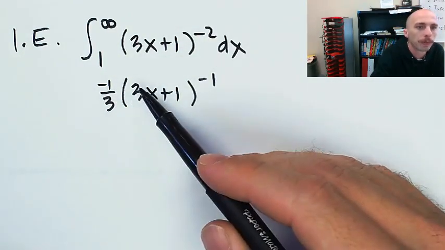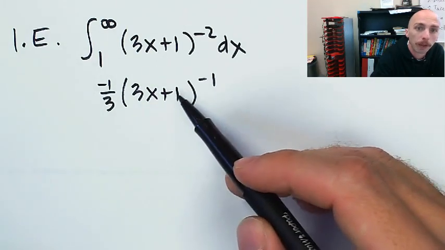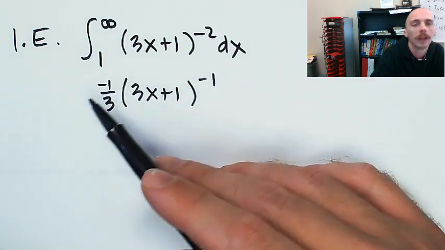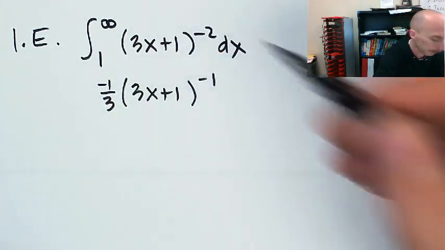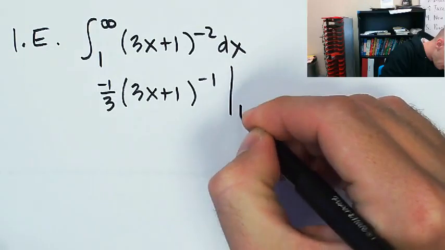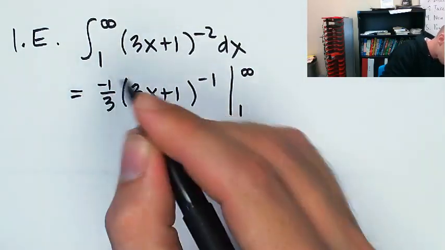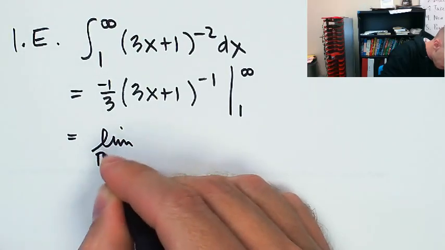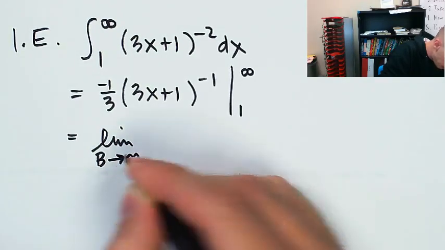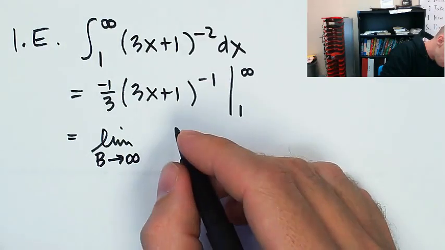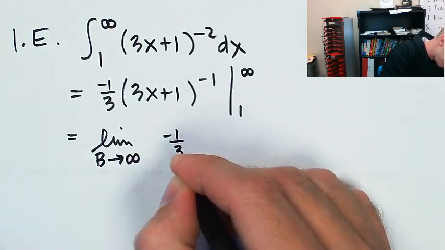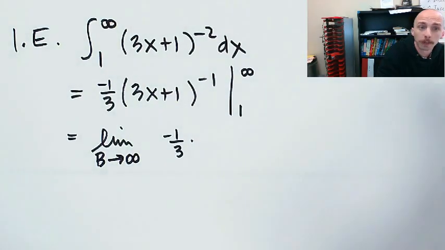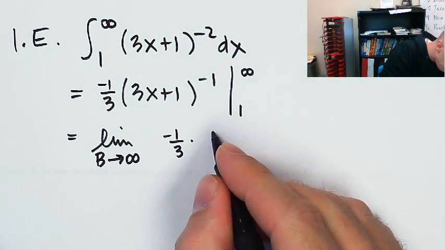Negative 1/3, 3x plus 1 to the negative 2 power times 3 for the chain rule, then, okay, I'm back to this. As x runs from 1 to infinity. This is the limit as the upper bound goes towards infinity of, maybe I call it 3x plus 1 to the negative first power, 1 over 3x plus 1.